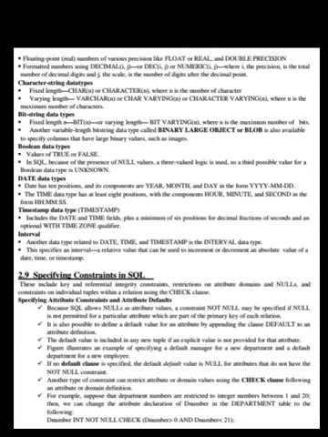Floating point real numbers of various precision like float or real and double precision. Formatted numbers using decimal(i, j), dec(i, j) and numeric(i, j), where i is the precision, the total number of decimal digits, and j, the scale, is the number of digits after the decimal point.